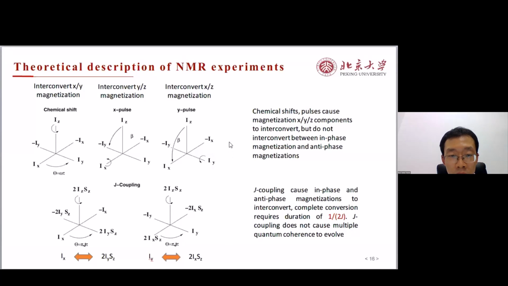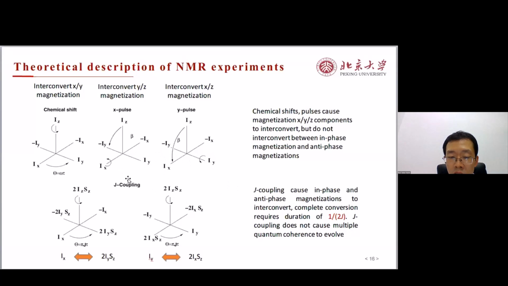So the effect of chemical shift is to cause the interconversion between X and Y magnetization. You can think of the effect as a rotation along the Z axis. The role of the pulse is also to cause rotation, but the rotation axis depends on whether the pulse has phase X or Y. If the pulse has phase X, then it will rotate Z magnetization to the Y axis. If that's a Y pulse, then you rotate along the Y axis. You start from Z magnetization, you end up with X magnetization.